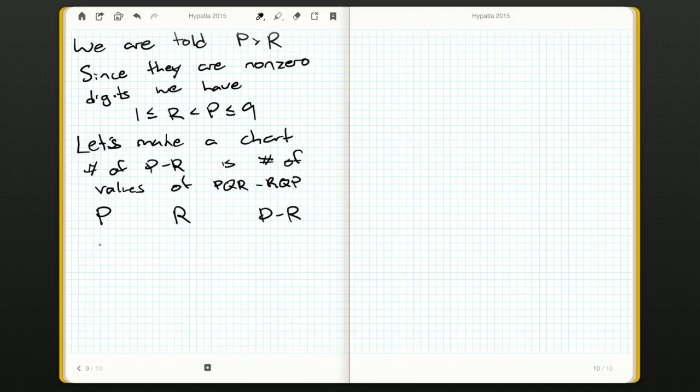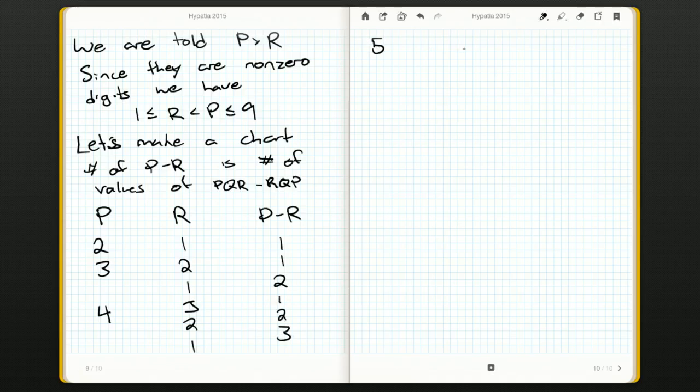Well, P can't be 1, obviously. It could be 2, and then we'd have R, and so we get the value of 1 here. Or we could have 3, and we'd get 2 and 1. We'd get a value of 1. Well, we already have that one. And a value of 2. P could be 4, in which case R could be 3, 2, or 1. And we could get a difference of 1, 2, or 3. We can have P is 5, and R still has to be less than P, so it's got to be 4, 3, 2, or 1. And that gives us a difference of 1, 2, 3, or 4.